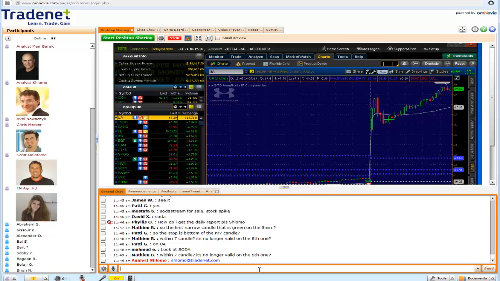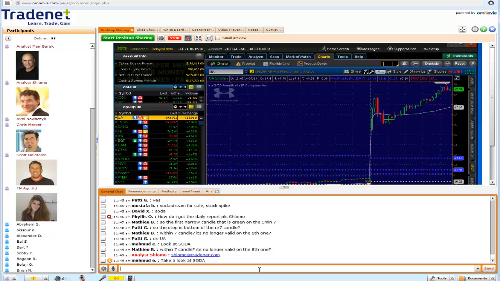Yes, the stop is the bottom of the NR7 candle, exactly. And the opposite for short. Matthew, of course, if the eighth bar is the narrowest range, it's valid. So don't try to number them, because if you have an NR8 or NR9, these are much better than NR7. And part of the time you are going to also find NR20.